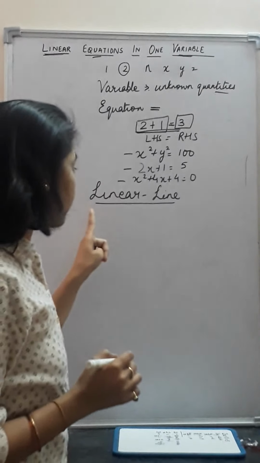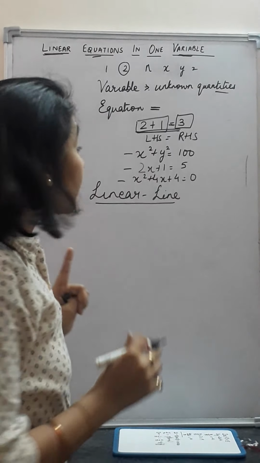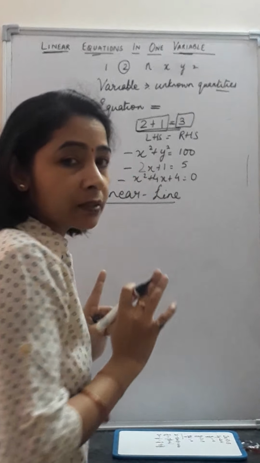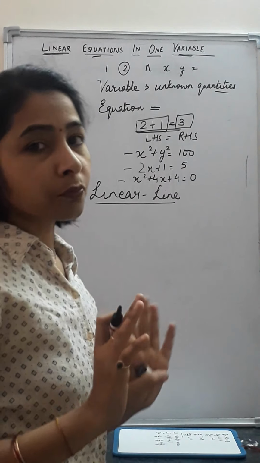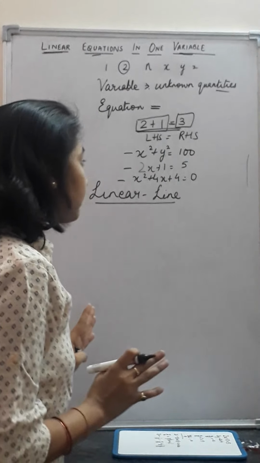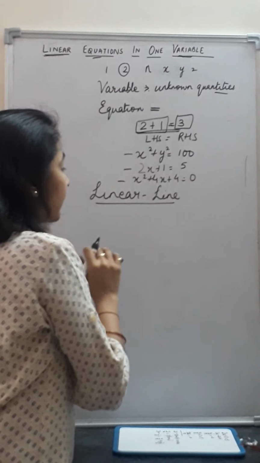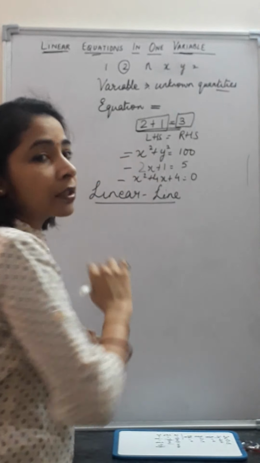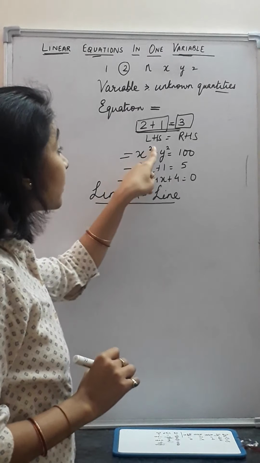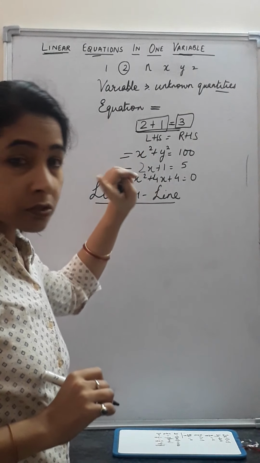Now what are linear equations? Linear equations are those equations in which the power of the variable is not more than 1. It should be only 1, not more than 1. So if I talk about this equation, it is not a linear equation. Why? Because the power of the variable is 2. So it is not a linear equation.